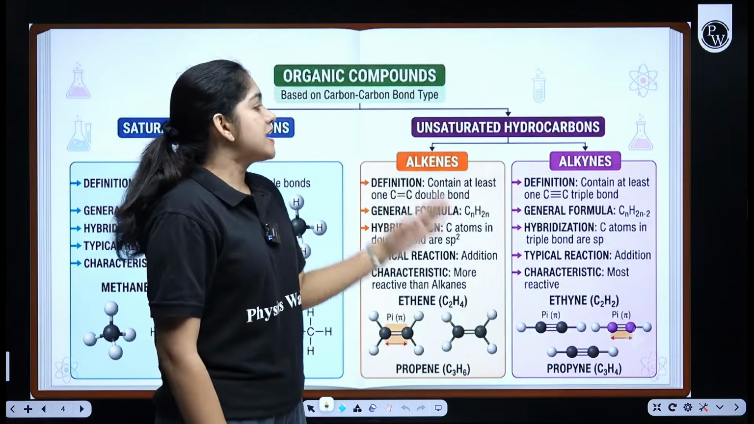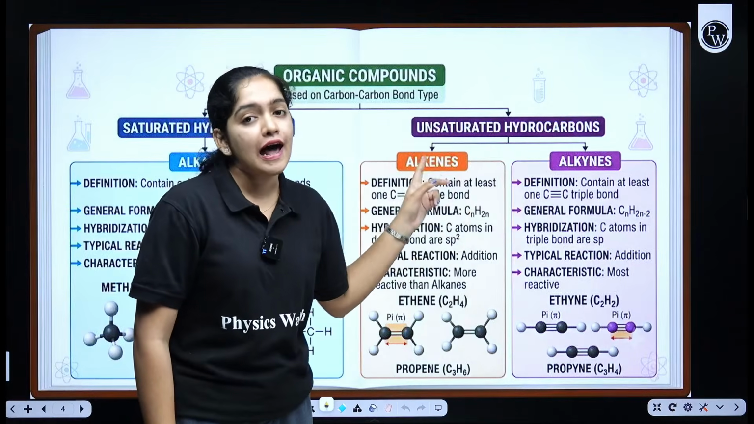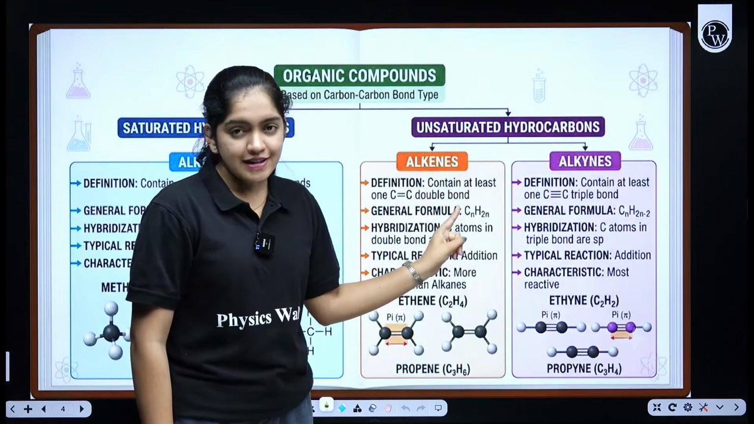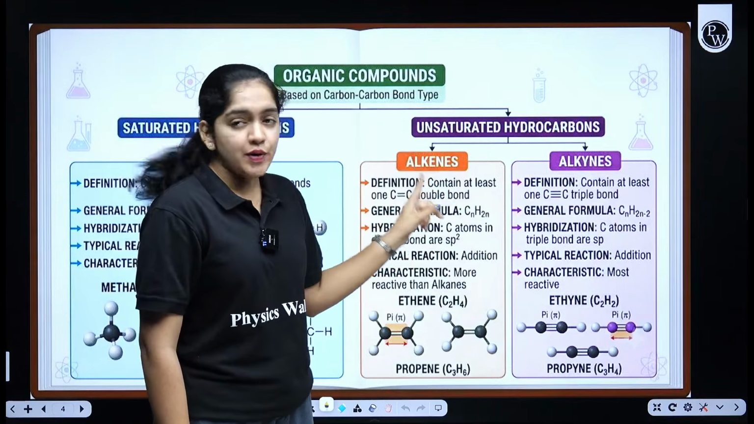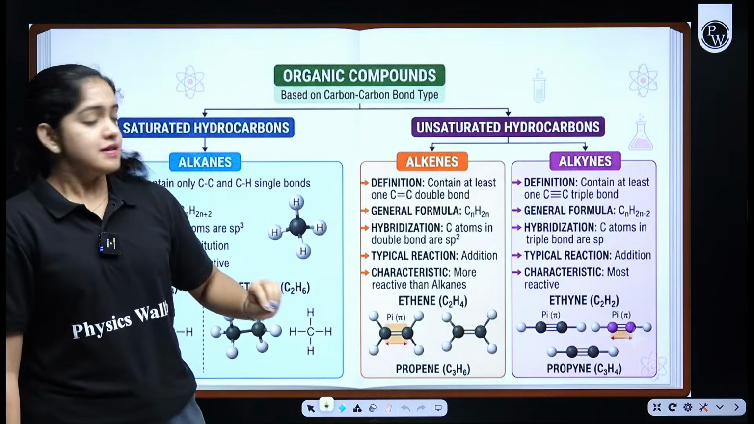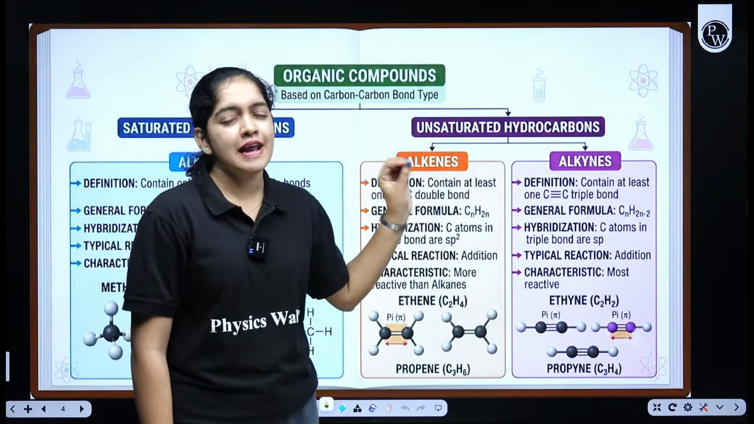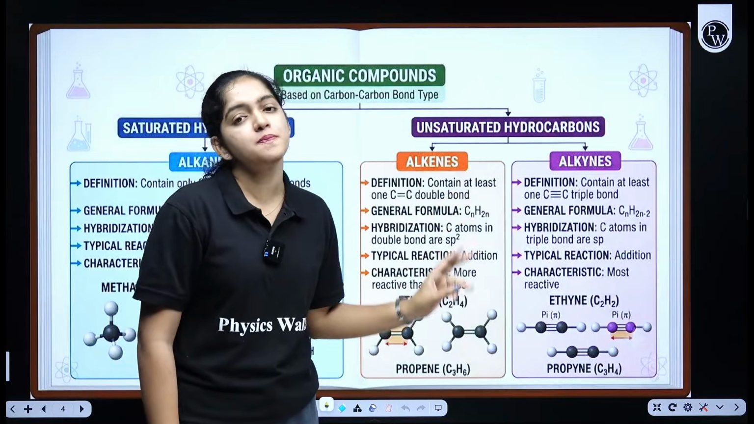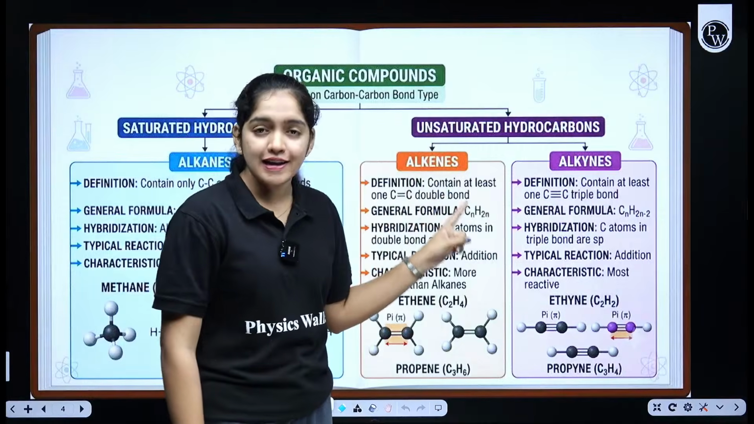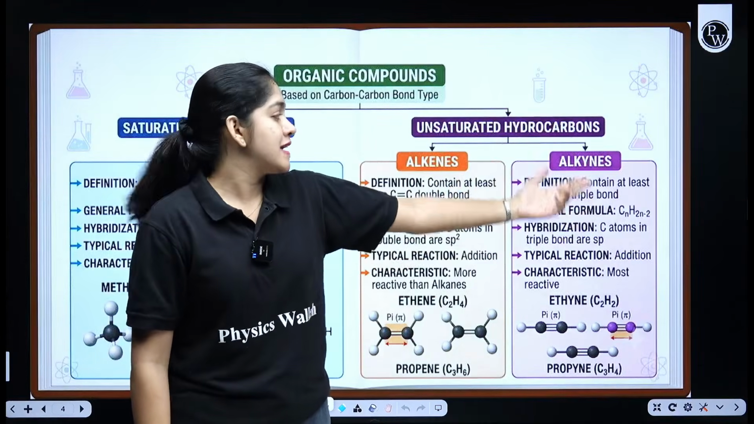So, unsaturated is divided into 2, that is alkene and alkyne. Check the letters. Don't change the spelling. Okay, alkene and alkyne. So, unsaturated hydrocarbons are classified into 2 based on the bond present between carbon-carbon. And if it is double bond, they are known as alkene. And if it is triple bond, it is known as alkyne.